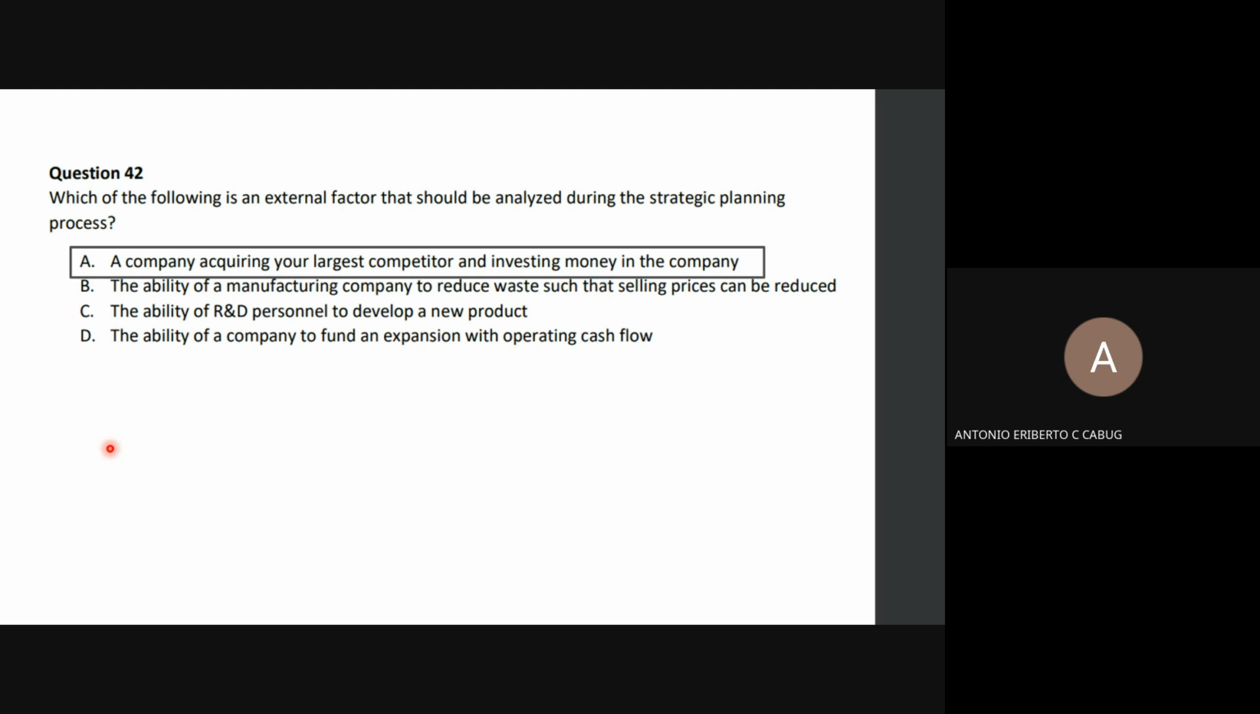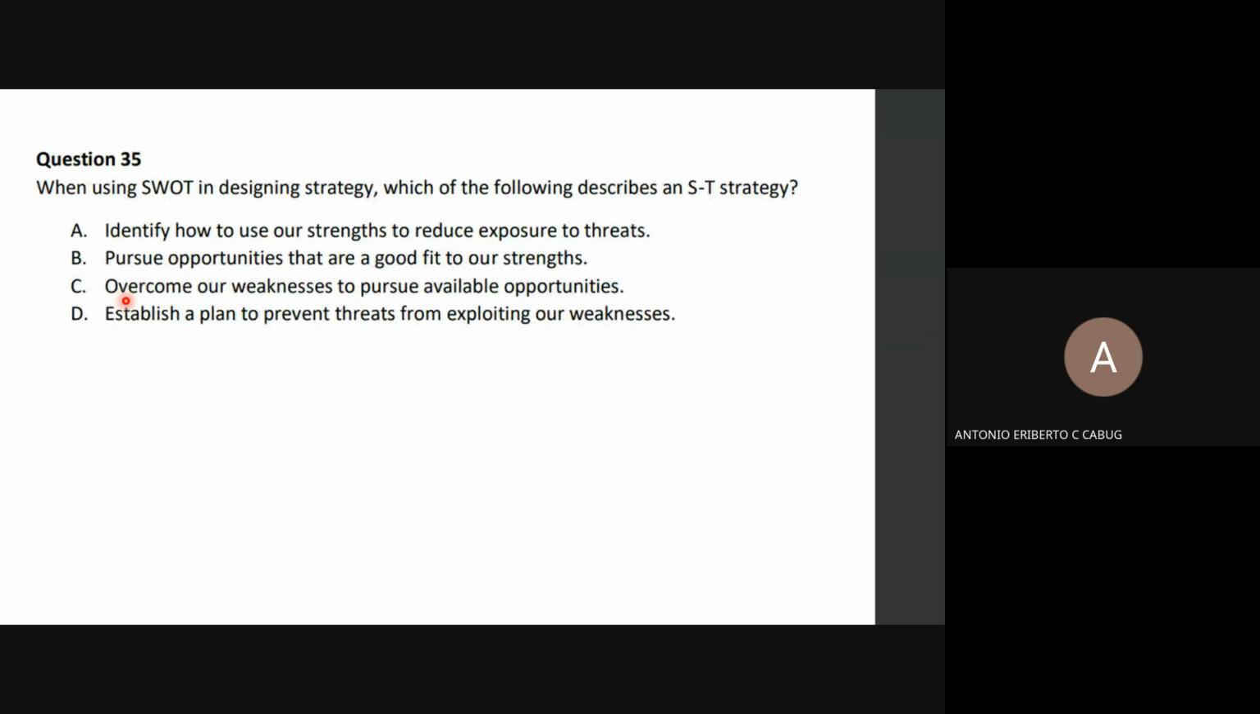B, C, and D, these are all strengths or weaknesses. B and D are strengths and weaknesses, but A is an example of a threat, no? An external factor. Okay. What about the ST strategy? What does it mean?